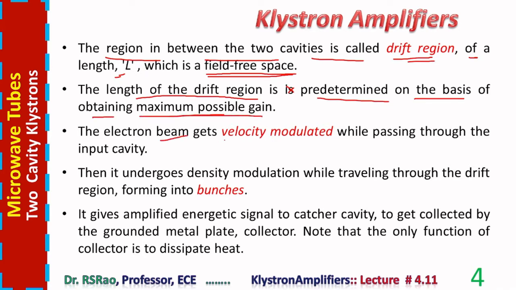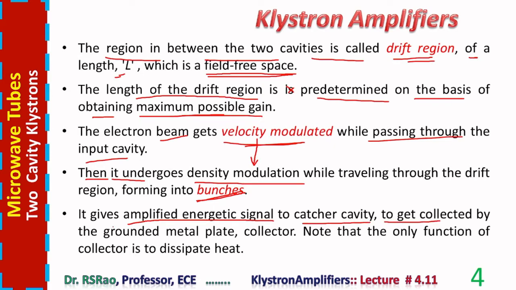The electron beam gets velocity modulated while passing through the input cavity. Then it undergoes density modulation. First velocity modulation, then density modulation. Density modulation leads to the formation of bunches. It gives an amplified energetic signal to the catcher cavity, to get collected by the grounded metal plate collector. The electron beam is ultimately collected by the collector plate. Note that the only function of the collector is to dissipate heat.